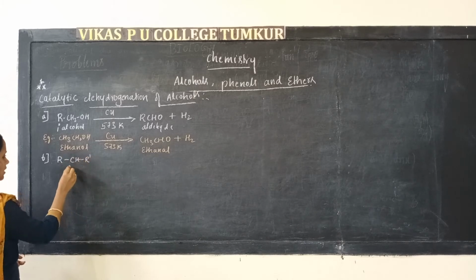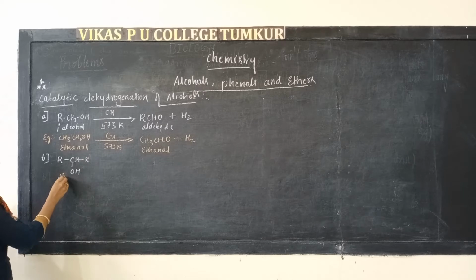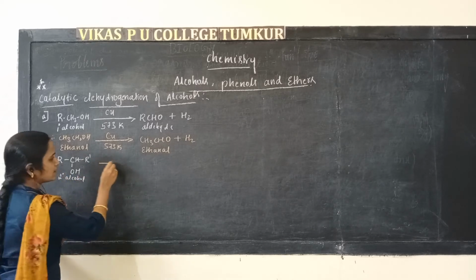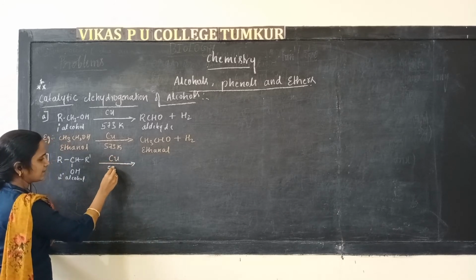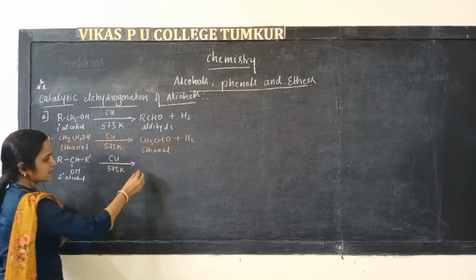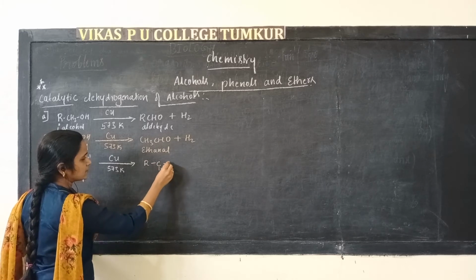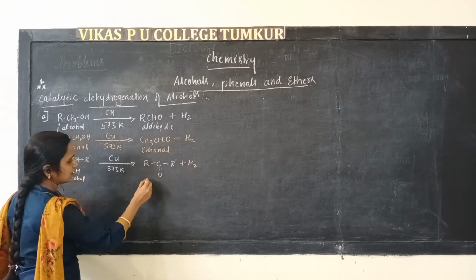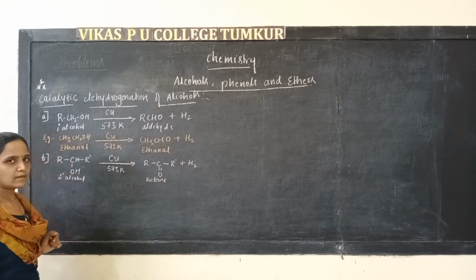That is the secondary alcohol, which is passed through red hot copper at 573 Kelvin. We are going to get that ketone. It undergoes dehydrogenation and the ketone is formed. The product is a ketone.